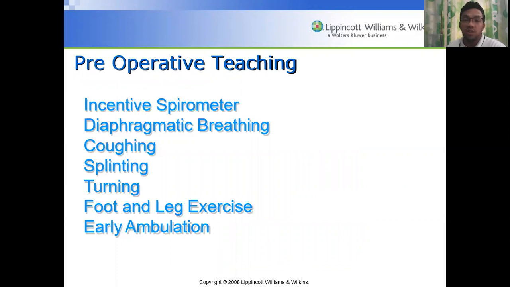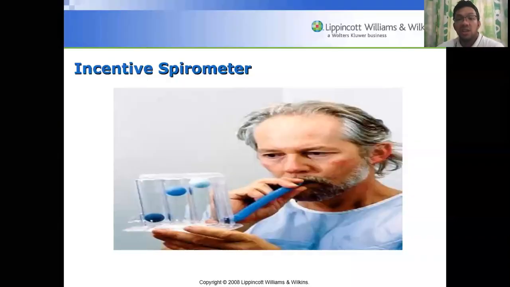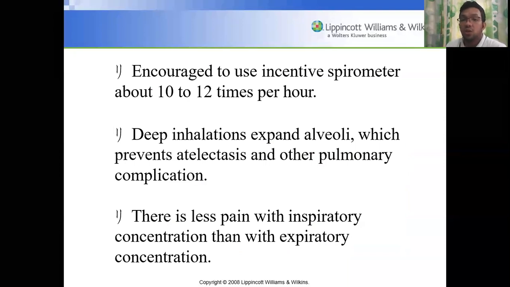Preoperative teaching: we are going to teach the patient on how to use the following: incentive spirometer, diaphragmatic breathing, coughing, splinting, turning, depending on the type of surgery that they are going to have, foot and leg exercises, and early ambulation. Now for the incentive spirometer, we encourage the patient to use this for about 10 to 12 times per hour.